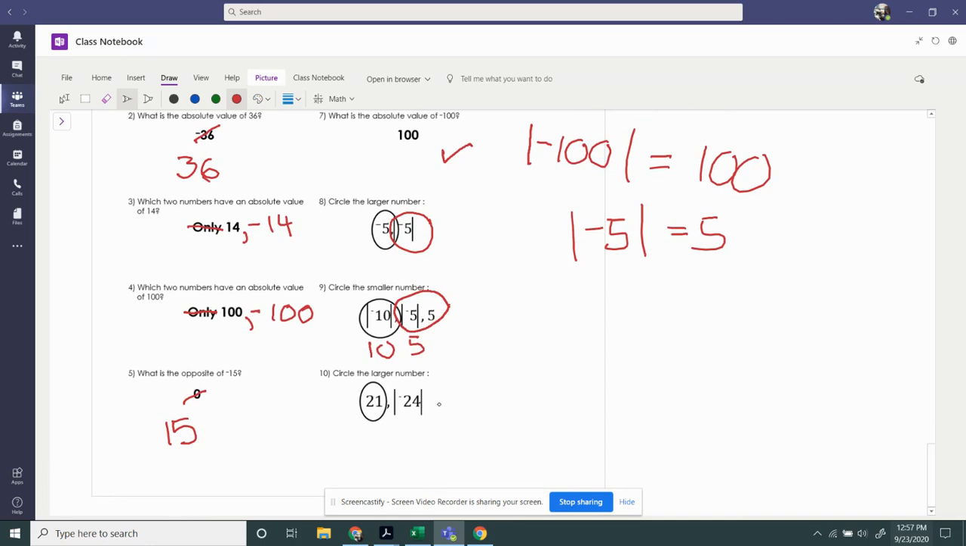The larger number here, well, the absolute value of negative 24 equals 24. Let's write that so we can read it better. So this would be the larger number.